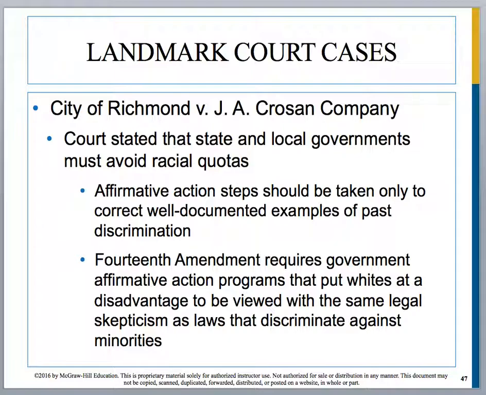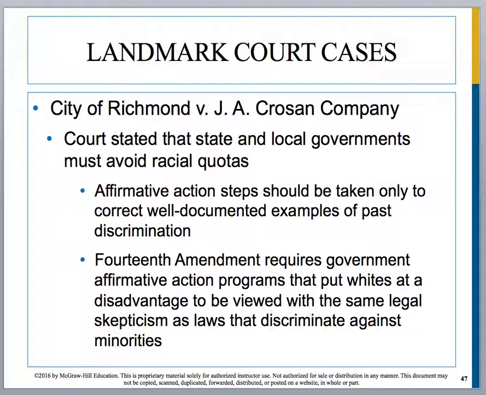The company asked for a waiver of the set-aside requirement, but the request was denied, and the company was informed that the project was to be rebid. The company then turned around and filed suit against the City of Richmond, claiming that the ordinance was unconstitutional under the Equal Protection Clause of the 14th Amendment to the U.S. Constitution. Well, in January 1989, the Supreme Court ruled that the City of Richmond's plan was unconstitutional. The court stated that state and local governments must avoid racial quotas and must take affirmative action steps only to correct well-documented examples of past discrimination.